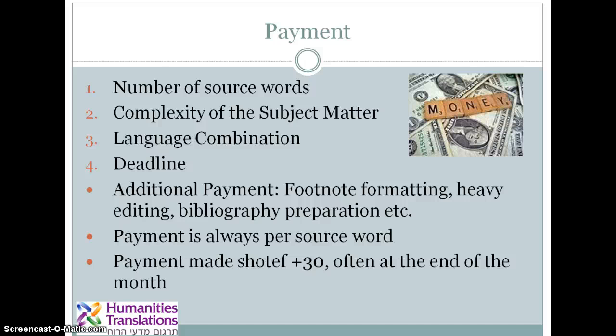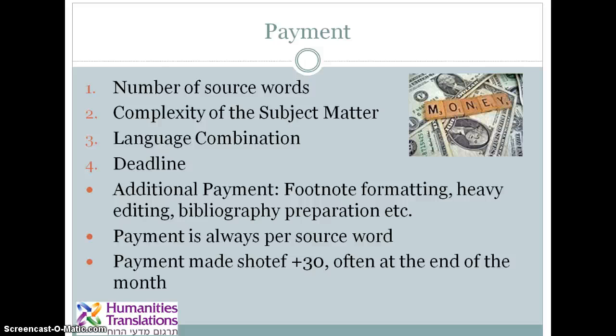Number two is the complexity of the subject matter. What level of expertise do we need in order to complete it? Number three is the language combination, and number four is the deadline. Additional payment is made for footnotes, for formatting footnotes, heavy editing, if you need to prepare a bibliography, and other appendixes that may go along with an academic paper. Payment is made shotef plus 30.